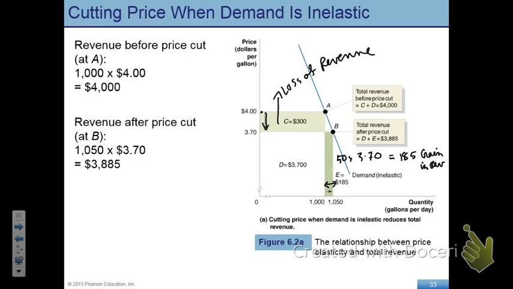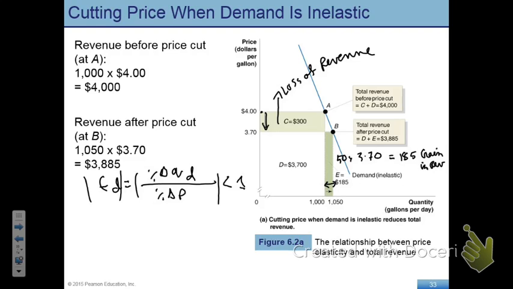Why is it going down? It is going down because when you calculate the price elasticity of demand for this particular demand curve, the price elasticity of demand is percentage change in quantity demanded divided by percentage change in price, which we did before in the last class. And the elasticity of demand was less than 1.